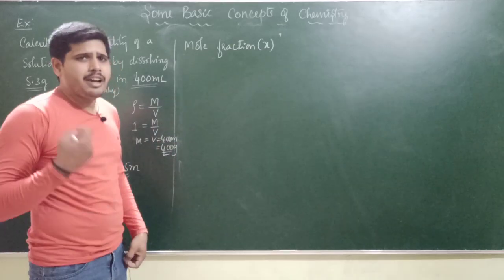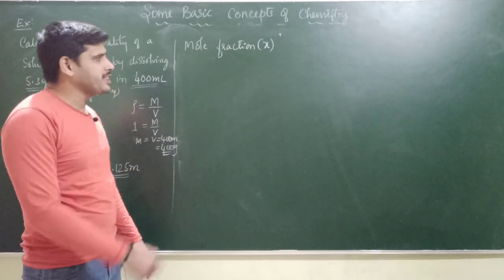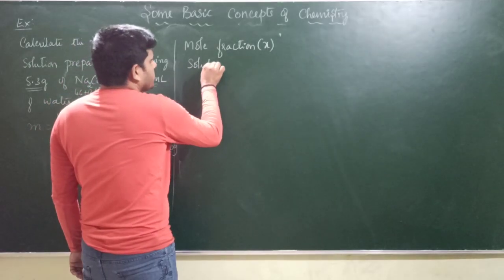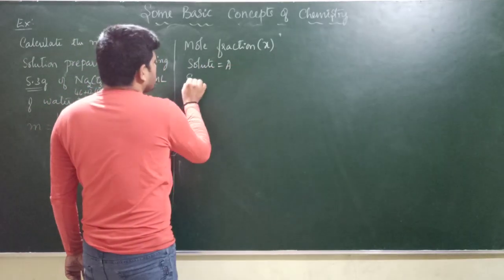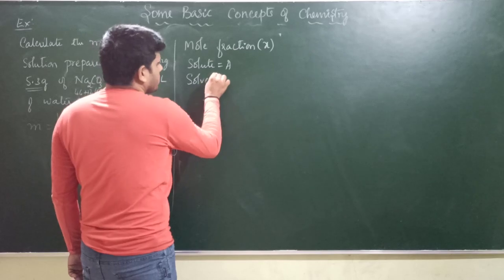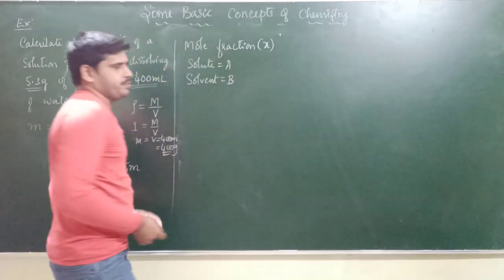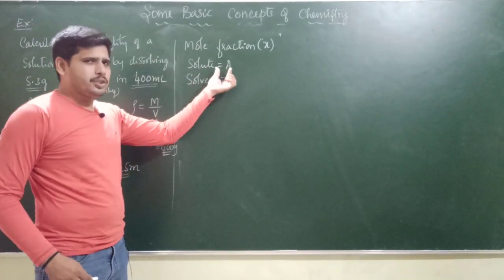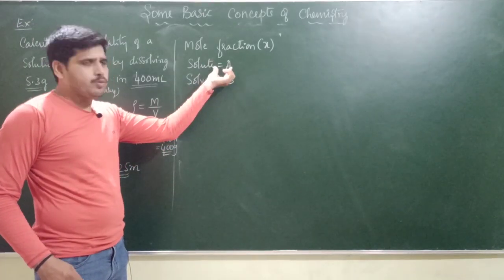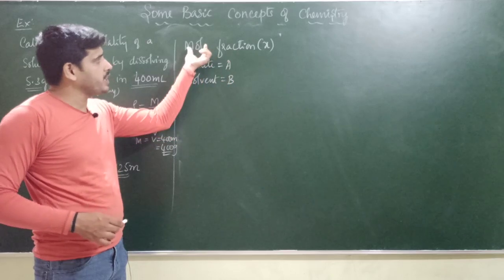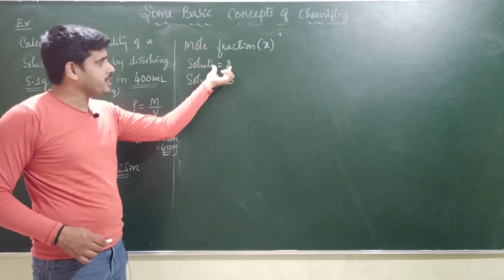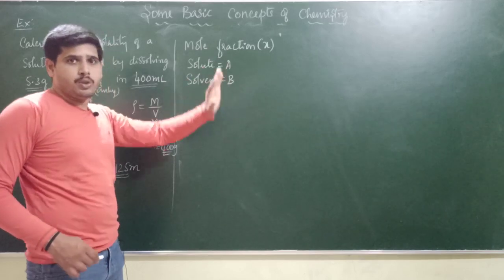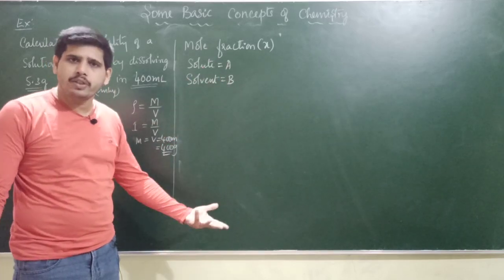So now imagine we have a two component system. One is solute, the other one is solvent. So let me write solute as A, solvent as B. Okay, two component system. Now what is mole fraction? Fraction, you know, it's a ratio. So how many grams of A, or how many moles. Let us understand this in terms of mole itself. So how many moles of A present in total moles of the solution, that will be your mole fraction.